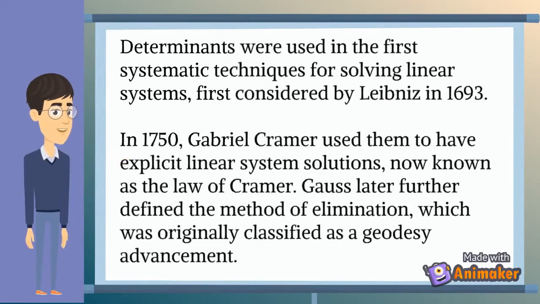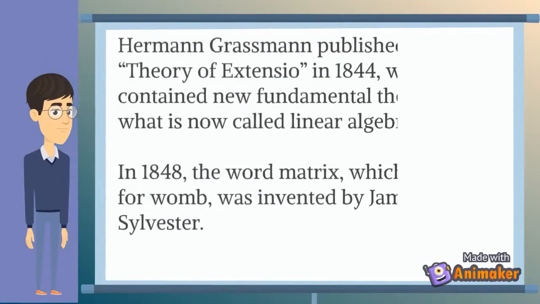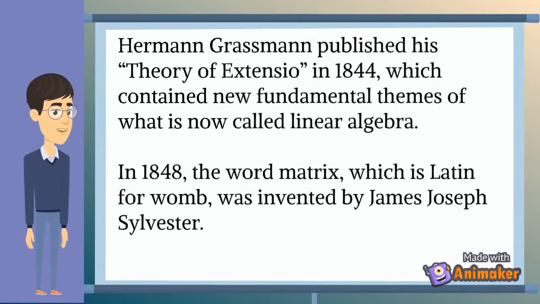Determinants were used in the first systematic techniques for solving linear systems, first considered by Leibniz in 1693. In 1750, Gabriel Cramer used them to have explicit linear system solutions, now known as the law of Cramer. Gauss later further defined the method of elimination, which was originally classified as a geodesy advancement. Hermann Grassmann published his theory of extension in 1844, which contained new fundamental themes of what is now called linear algebra. In 1848, the word matrix, which is Latin for womb, was invented by James Joseph Sylvester.